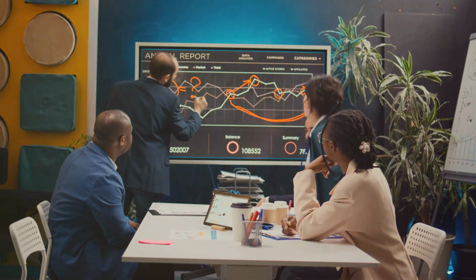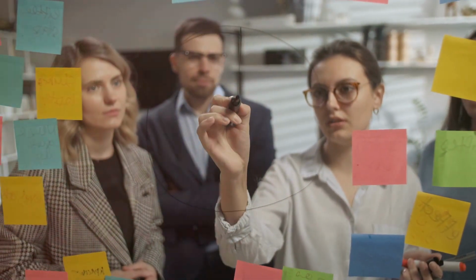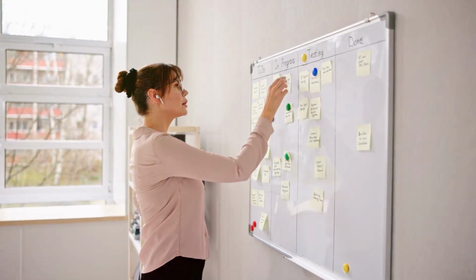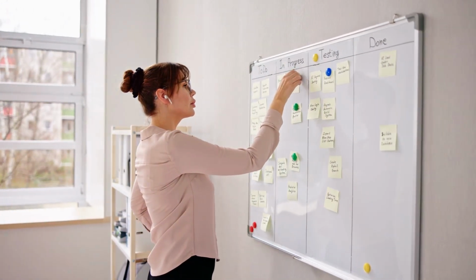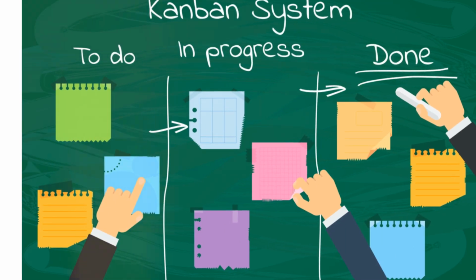MoSCoW prioritization is especially useful during backlog refinement and release planning. Product owners and stakeholders review potential features and assign each one to a MoSCoW category. This helps the development team clearly understand which items must be completed first and which ones are a bit more flexible if time becomes limited.